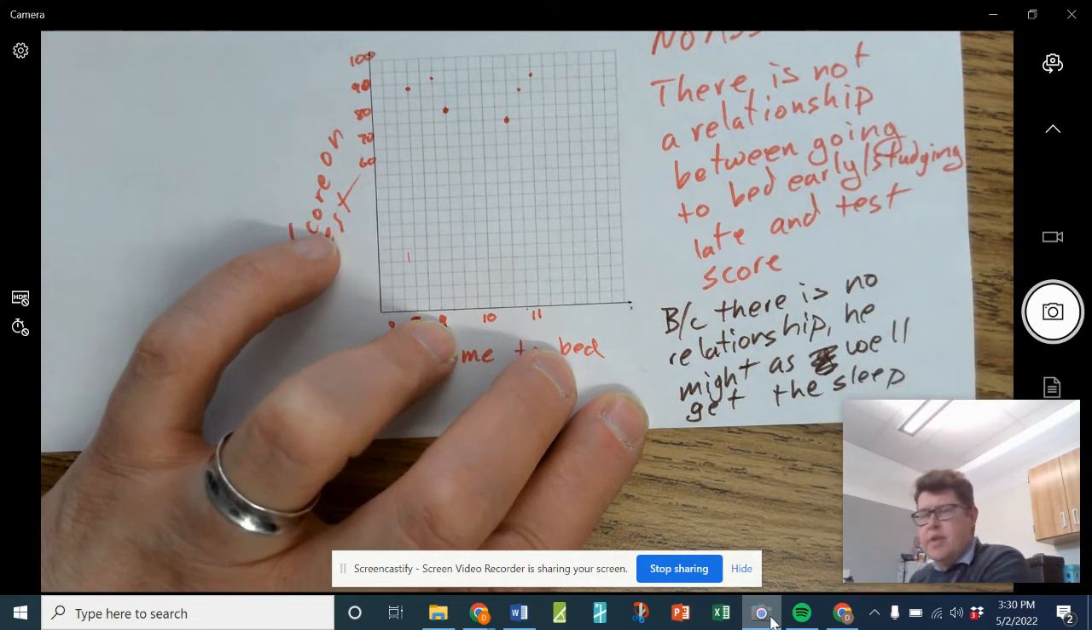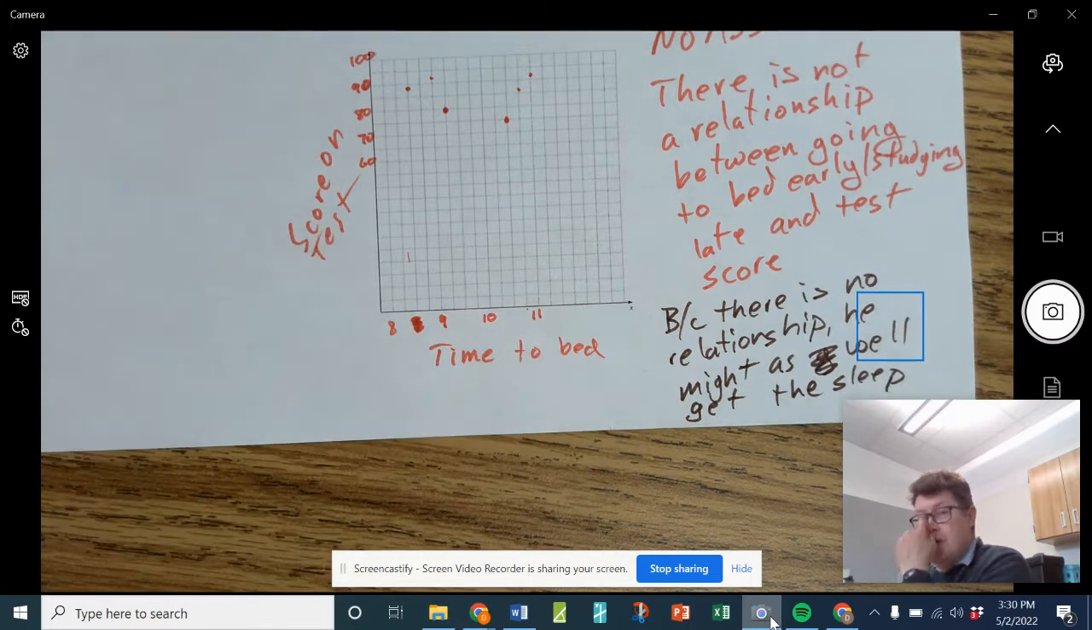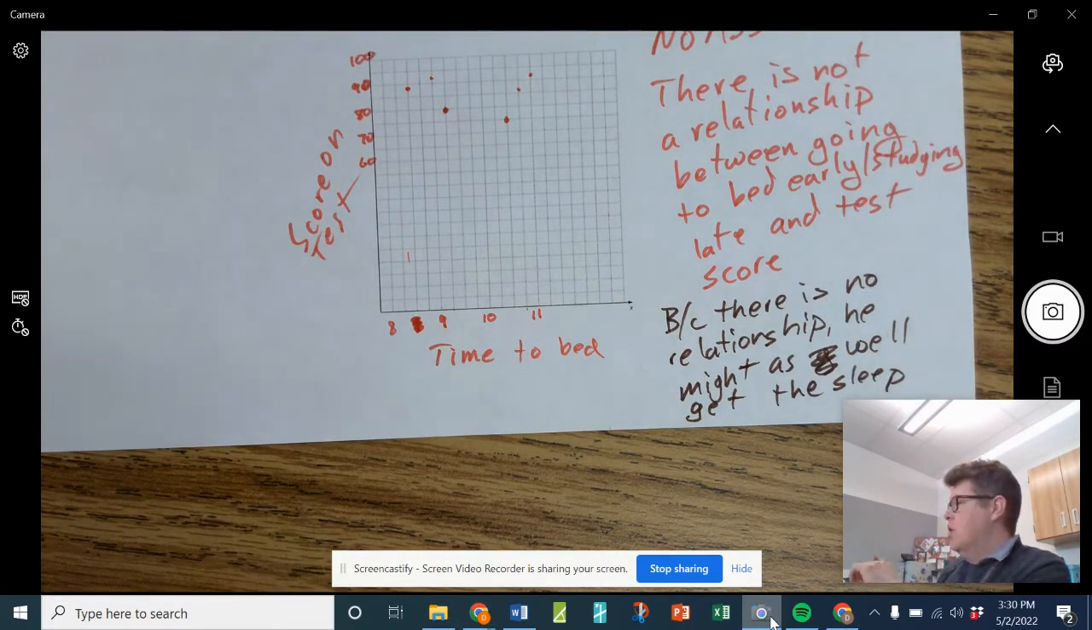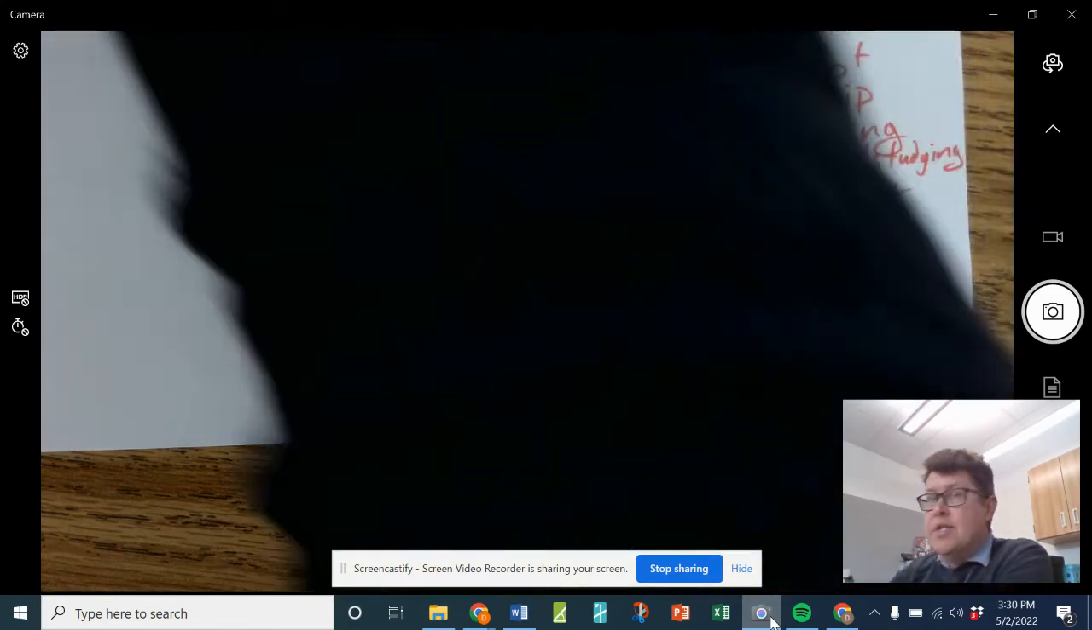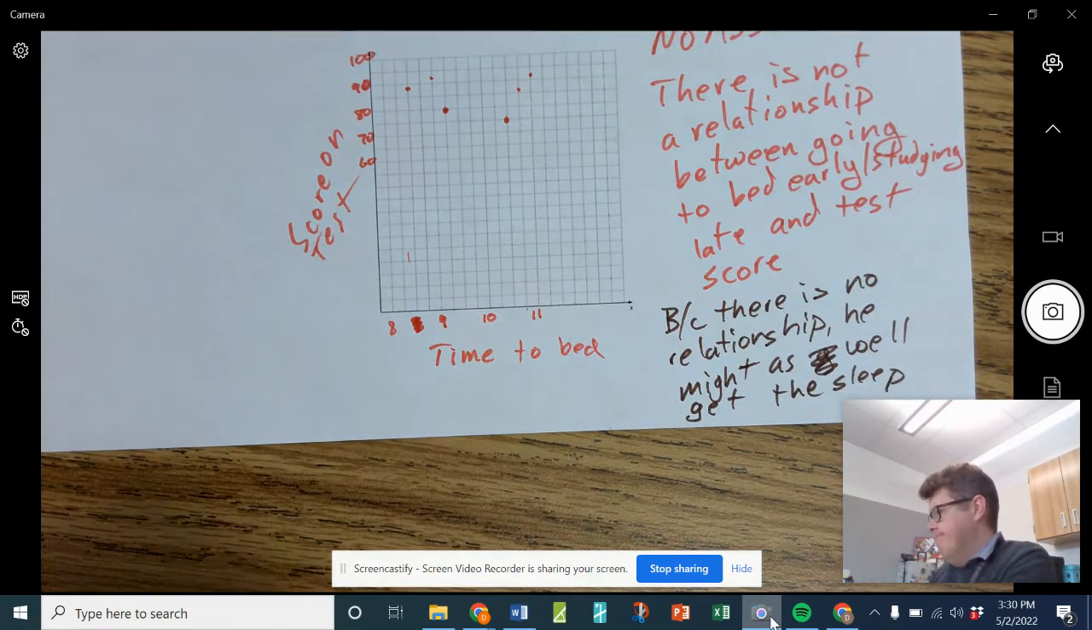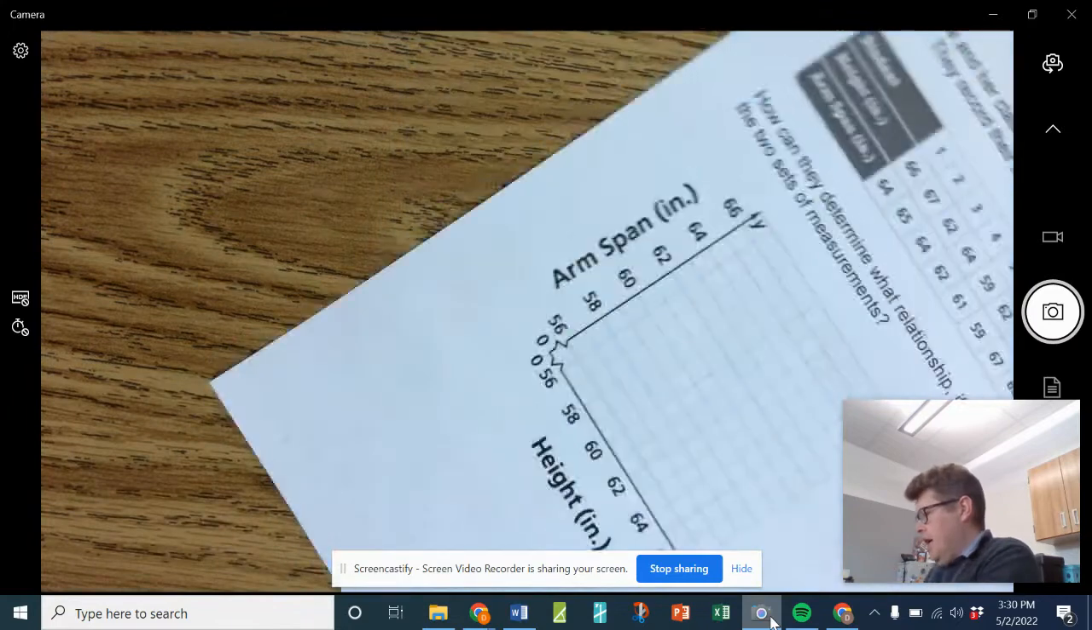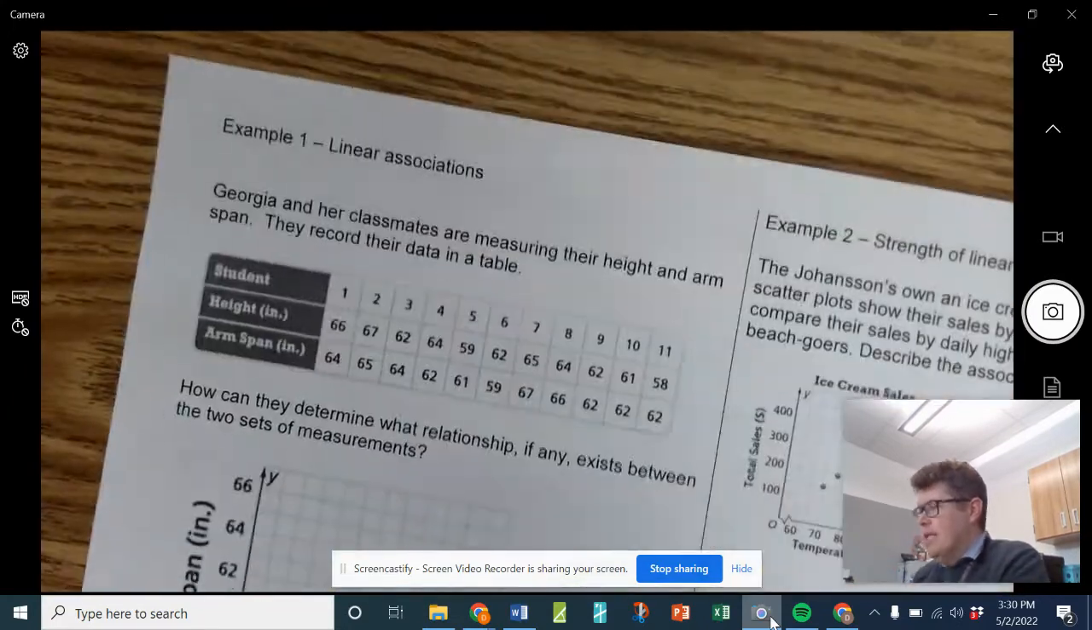Hope that makes sense right there. All right, since there's really no relationship between them, he can do either one. So he could say I'm studying late or go to bed, but this way he gets to go to bed early and he doesn't have to study. So yeah. Okay, dokie.